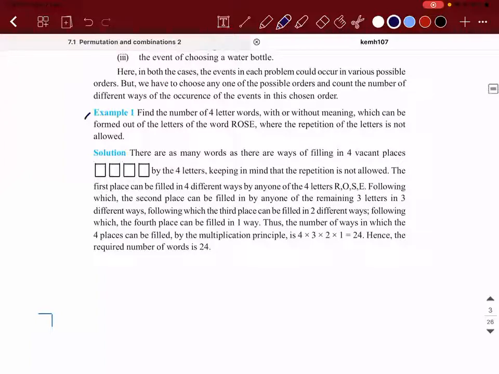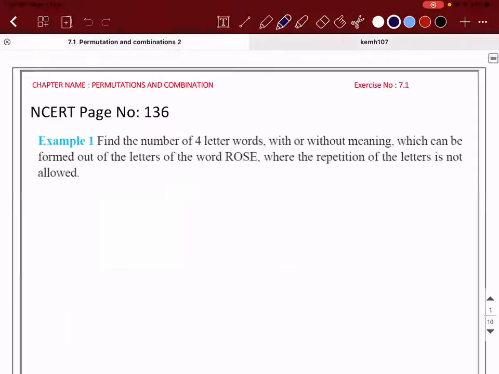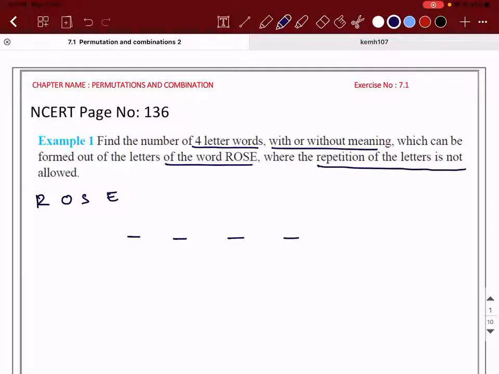So let us take example 1. Find the number of 4-lettered words, with or without meaning, which can be formed out of the letters of the word ROSE. So how many letters are there? There are 4 letters given to us. You need to form 4-lettered words where repetition of the letters is not allowed. Then what can we do?